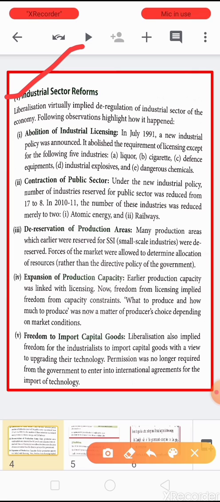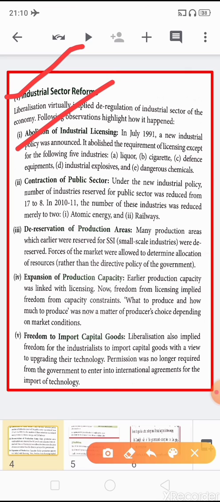Under this regard there are certain points which can support this new economic policy as well. The first one is abolition of the industrial licensing. Children, as we all know, in July 1991, a new economic policy was announced. It abolished the requirement of license except for the following five categories, that is liquor, cigarette, defense equipments, industrial explosives and dangerous chemicals.